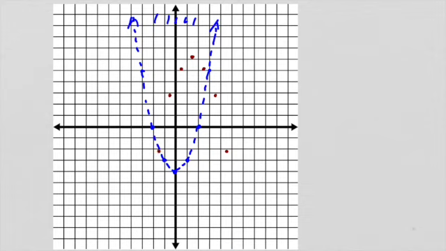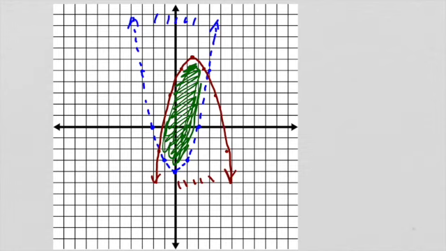And this is solid because it could equal it. And it was less than, so it's shaded below. So they're both shaded in towards each other. So there's my shaded region. Now again, I like to pick the easiest points as a test point. So I would pick 0, 0.